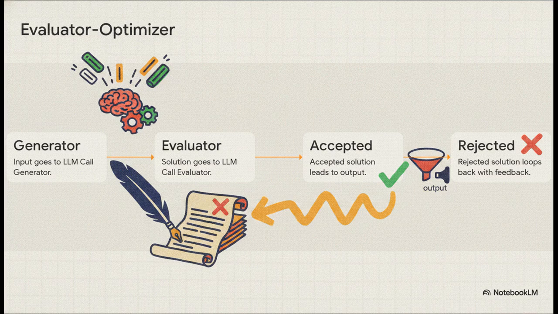First, your input goes to the LLM call generator. It creates a solution. Second, that solution is handed over to an entirely separate AI, the LLM call evaluator. If it meets your criteria, step 3 happens. It's accepted and goes straight to the output. But if it doesn't, and this brilliantly illustrates the true power of this system, step 4 is a rejected plus feedback loop that goes right back to the generator. The evaluator acts exactly like a strict editor, checking a writer's rough draft, pointing out the flaws, and making the generator rewrite it until it is absolutely flawless.